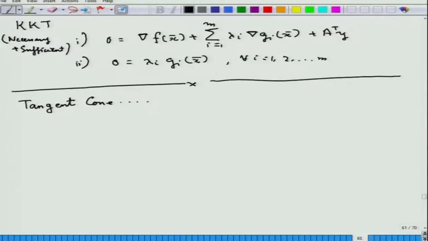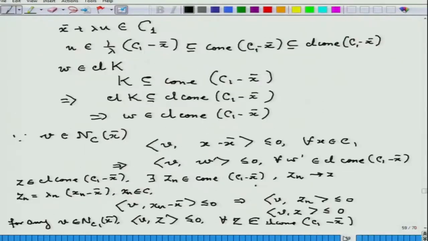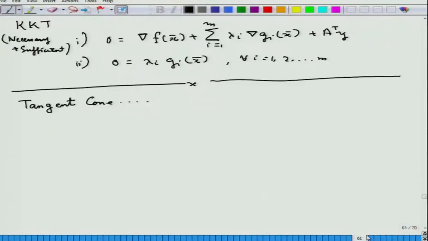So, we have said that a major role here has been played by an object called the closure of the cone of a convex set translated to a point x bar. Basically, that sort of cone has a particular geometric structure, the closure of the cone of, if you take a convex hull of C, we saw that this cone had played an important role.